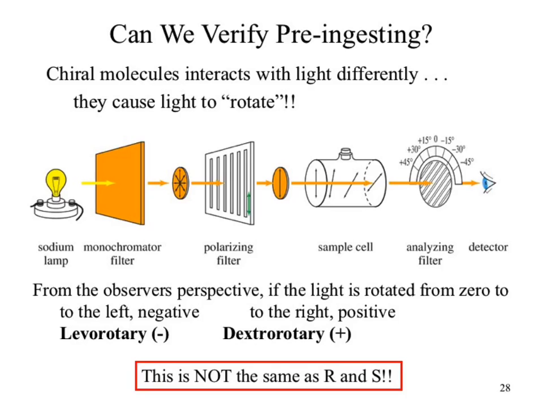Okay? So this achieves our minus and positive. This is not the same as R and S. Positive could be R, it could be S. Don't match them up. Once you are told that for that molecule R is positive, then we know the S is negative. But you have to have that information to be able to make that assessment.